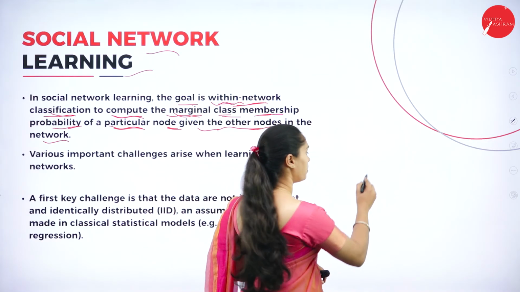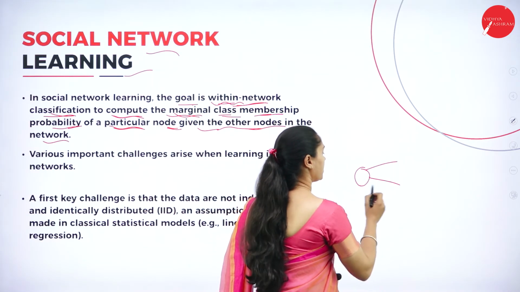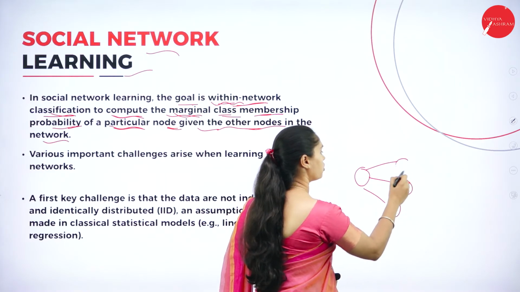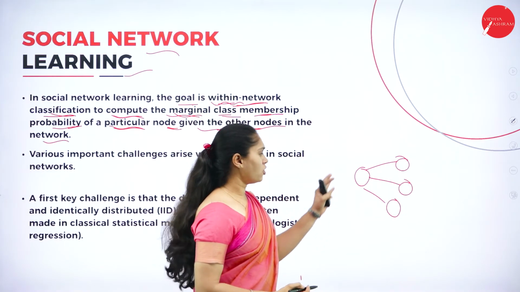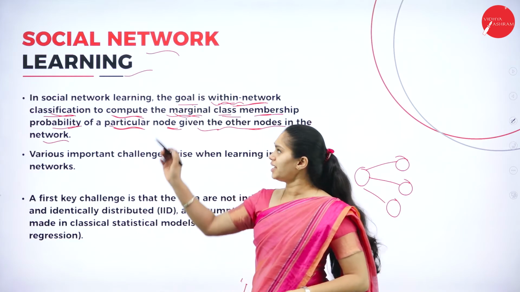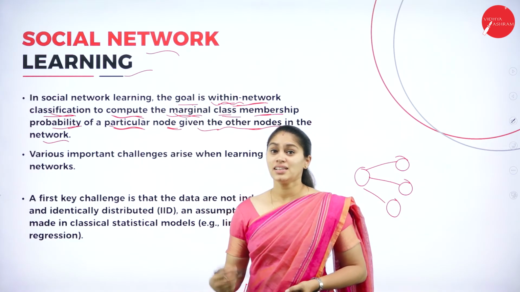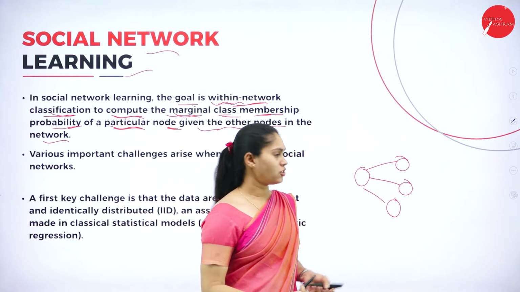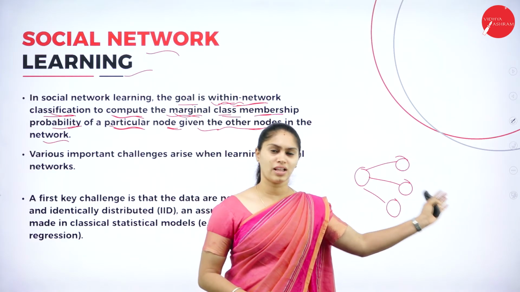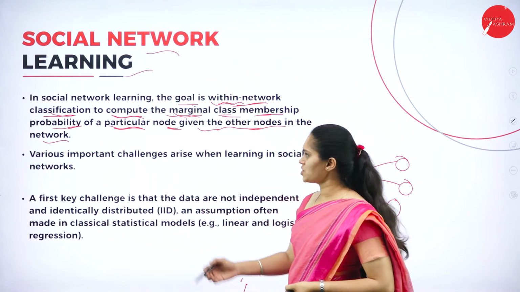If I take the example of an Instagram account, there is a possibility of having a number of followers and followings. By having social network learning, I can get to know how long it can grow. That means what the limitations of that will be.